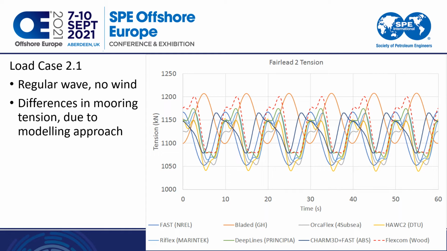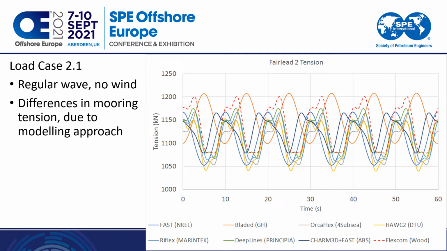Remaining with load case 2.1, to fully understand the hydrodynamic response of the structure to wave loading only, this time we're looking at tension in one of the mooring lines, which is the dominant mooring line facing the wave direction, picking up the largest tensions. You can see that the overall magnitudes of the tensions are in very close agreement between the various modeling tools, but there are some differences in the time histories.